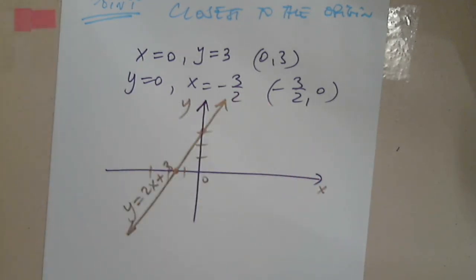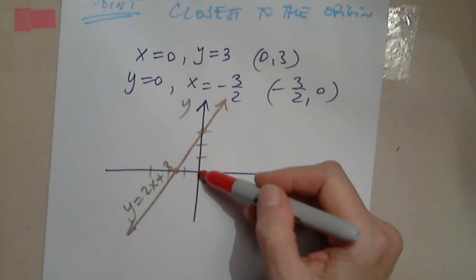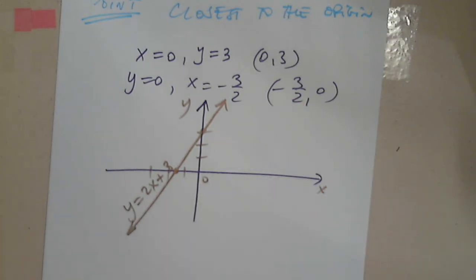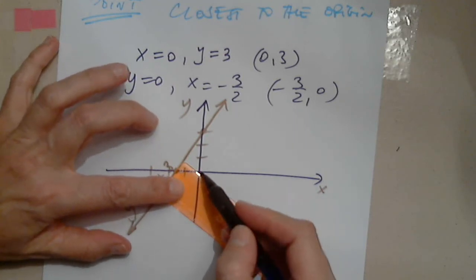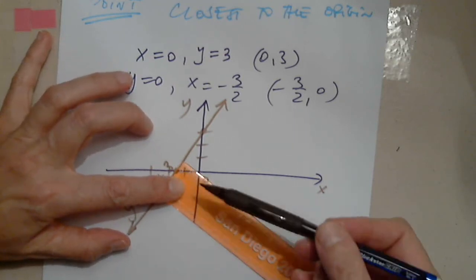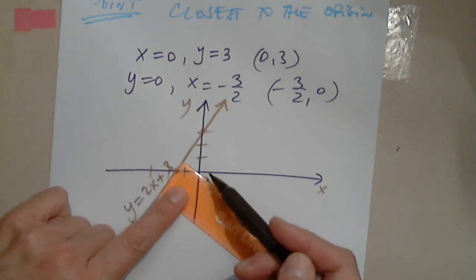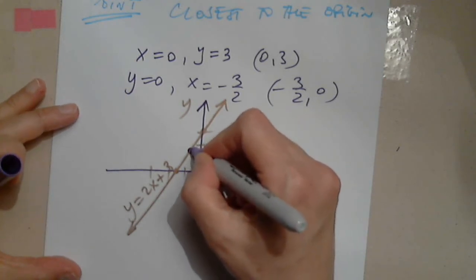This is the line y equals 2x plus 3. And they're asking us to determine the point on this line that is the closest to the origin. Well, obviously, the point that is closest to the origin would be this point, where the distance is the shortest, because this is the perpendicular to the line going through the origin. I'm not going to graph it, though.